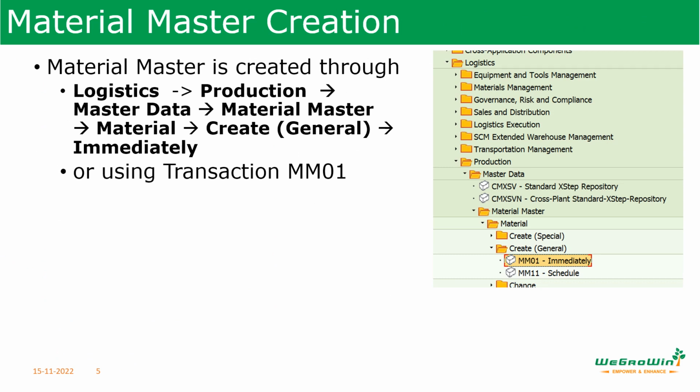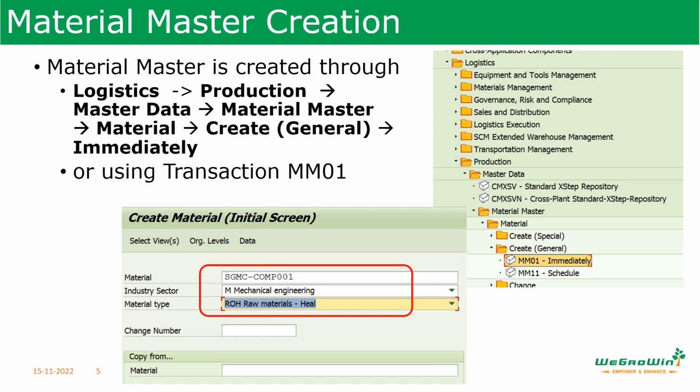Material master is created through the menu path shown here, that is from Logistics, Production or Materials Management, Master Data, Material Master, Create. The transaction is MM01, create immediately. While creating the material master, three fields are given as inputs. One is the material number. If you are giving an external material number, then we have to input the material. If it is an internally created number, you don't have to give the material number.